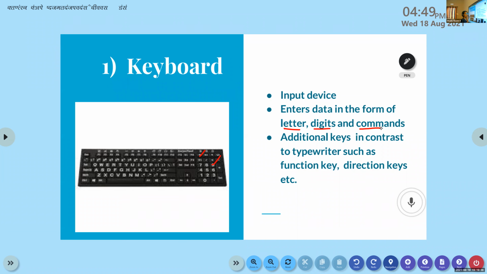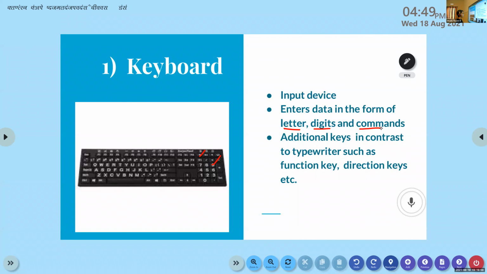Okay, it is just a contrast to the typewriter. Have you ever seen the typewriter? It is just similar to that, isn't it? Have you ever seen? Yes. If you have not seen, please Google it. Okay, it is just similar to that, but there are additional keys in the case of keyboard. Okay, like function key, direction key, and all.